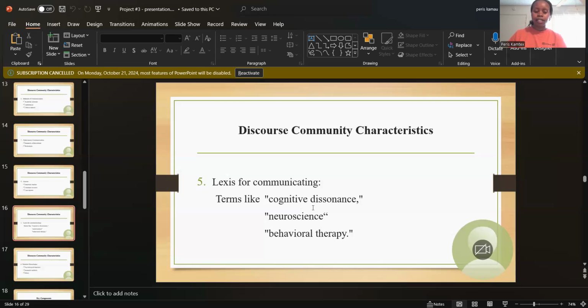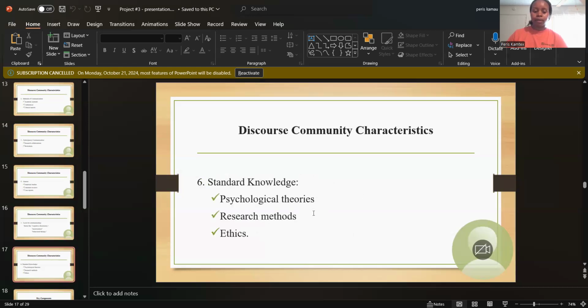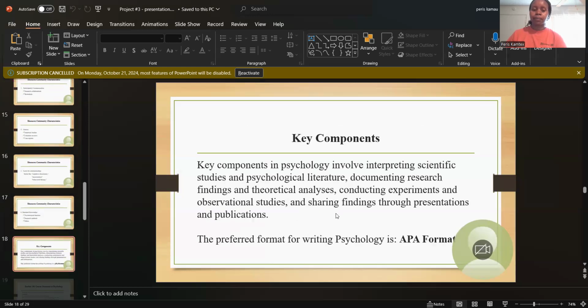Lexis for communicating in psychology includes terms like neuroscience, behavioral therapy, and its standard knowledge informs psychological theories, research methods, and ethics.